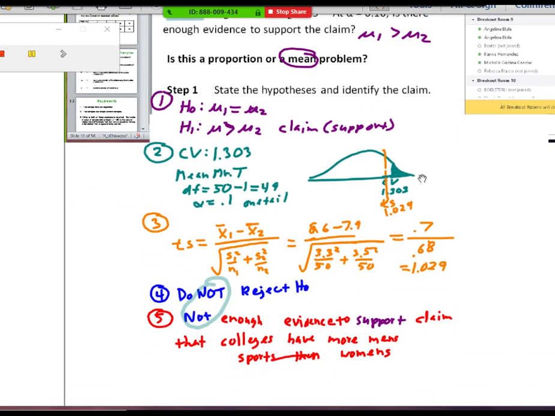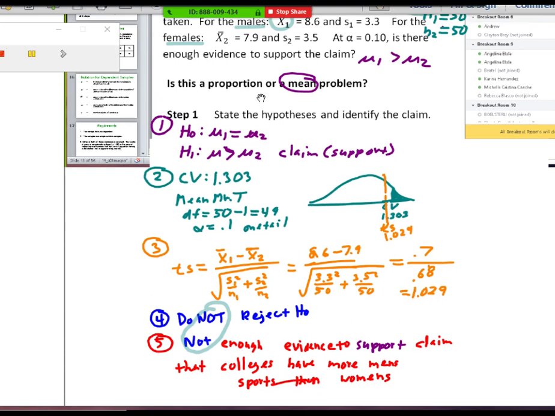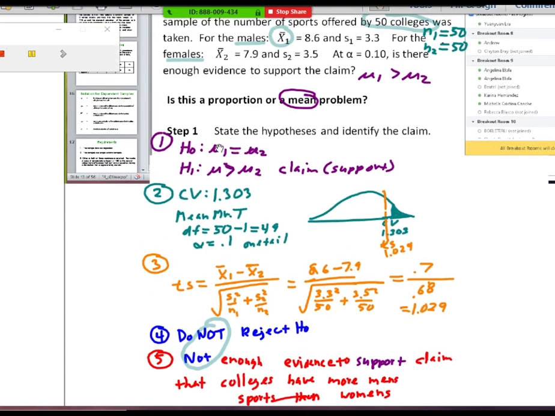Okay, so H0 is always going to be equal, so mu1 equals mu2. Our claim is greater than, so that becomes H1, mu1 is greater than mu2. That's our claim. So I'm going to use the word support in part 5 because my claim is H1. We can talk more about that later if you want me to go into that more. Just ask me when we get down to step 5.